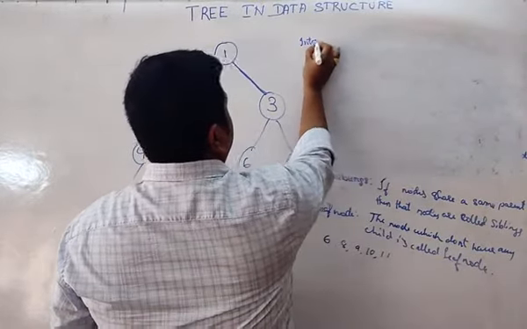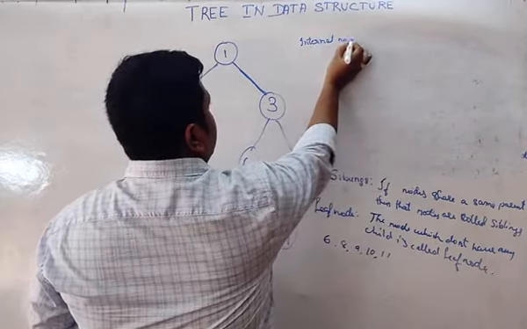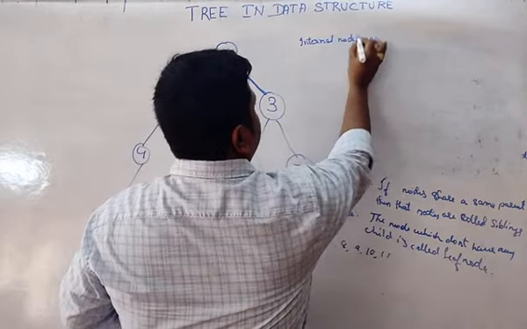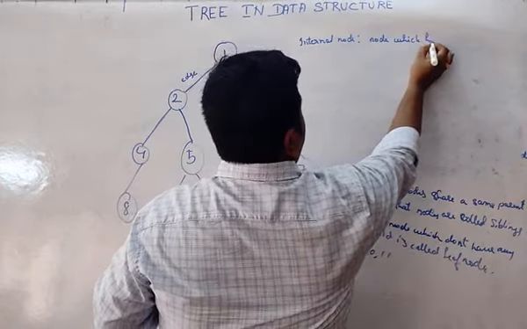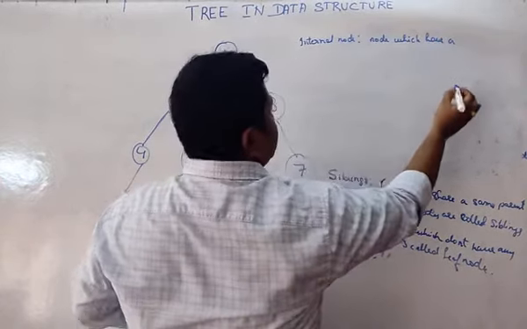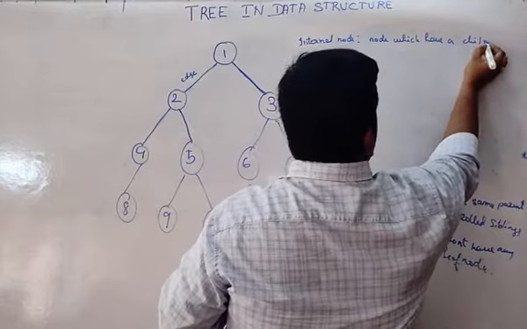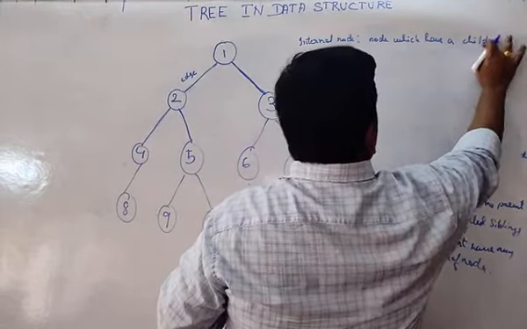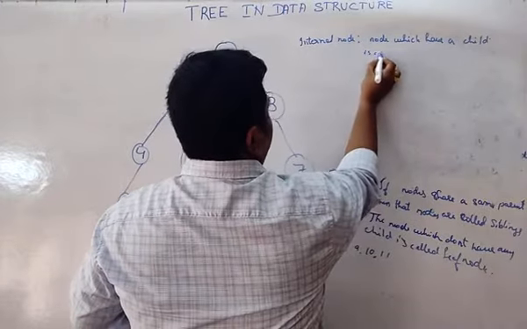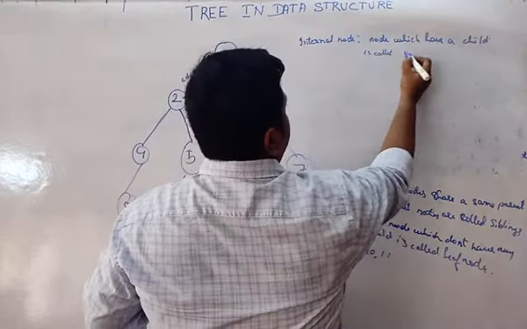Internal node. A node which has a child node is called an internal node.